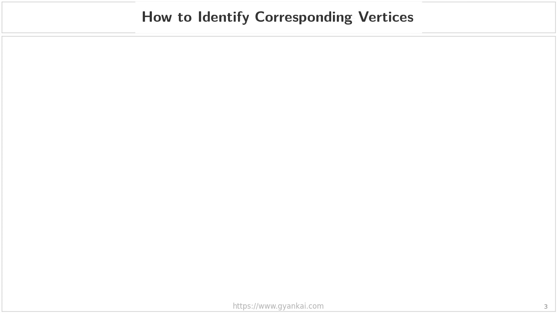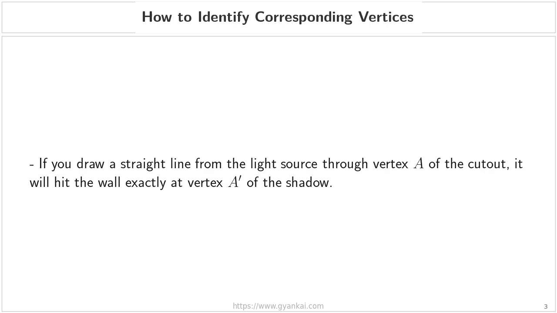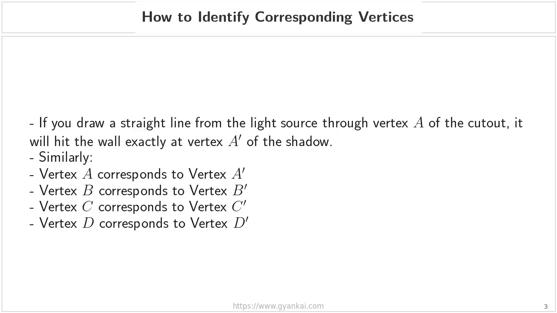How to identify corresponding vertices. Imagine you are looking at that same setup: the light source, the cutout, and the shadow on the wall. If you were to take a ruler and draw a perfectly straight line starting from the light source, passing directly through vertex A of your original cutout, you would see that this line continues on and hits the wall at the exact same spot as vertex A' of the shadow. This isn't a coincidence. It's the foundation of how we link these two shapes.